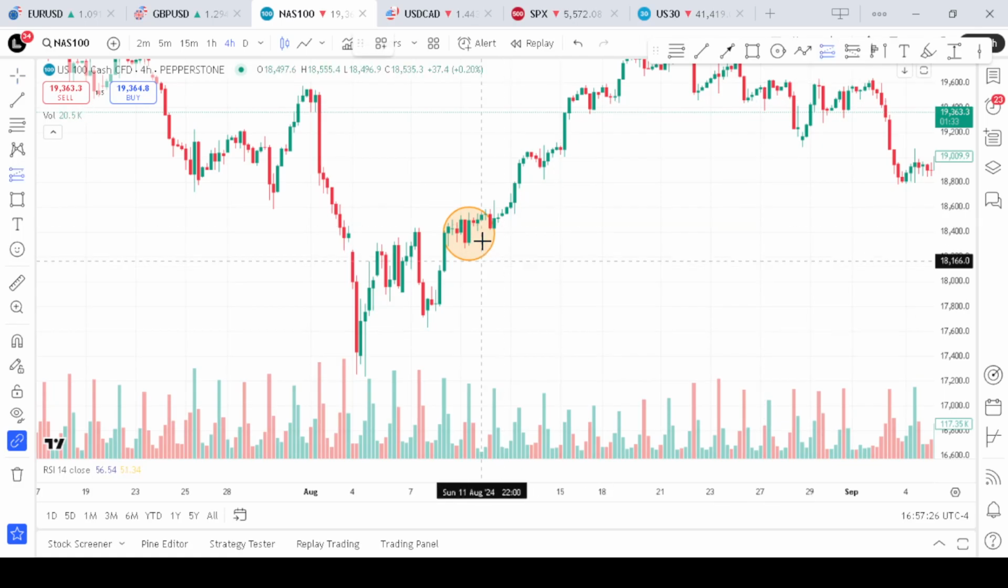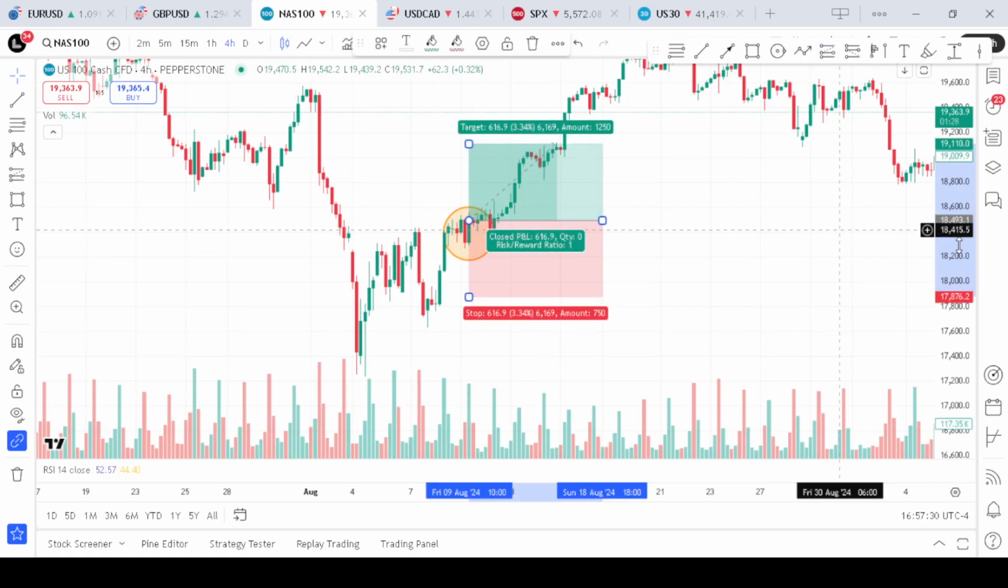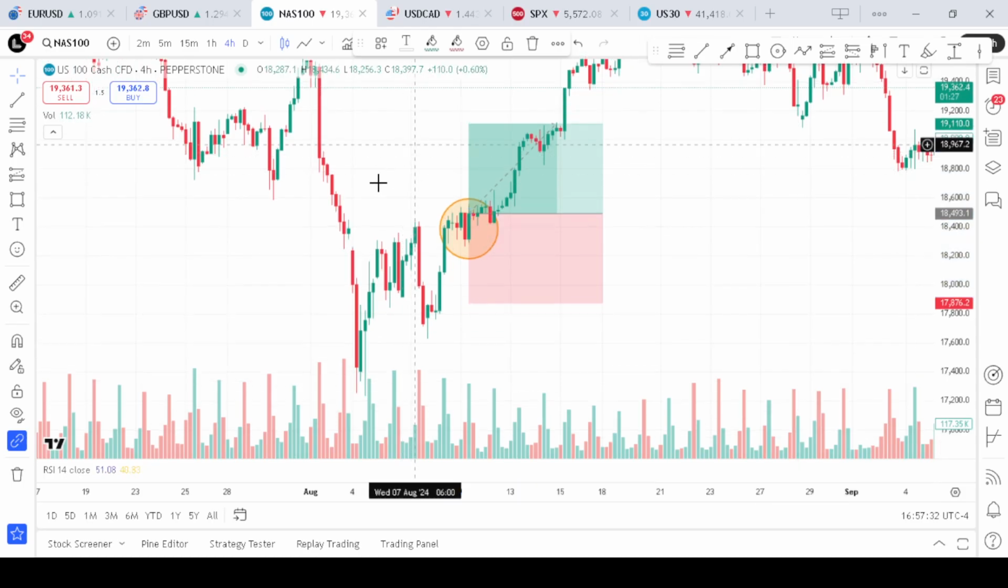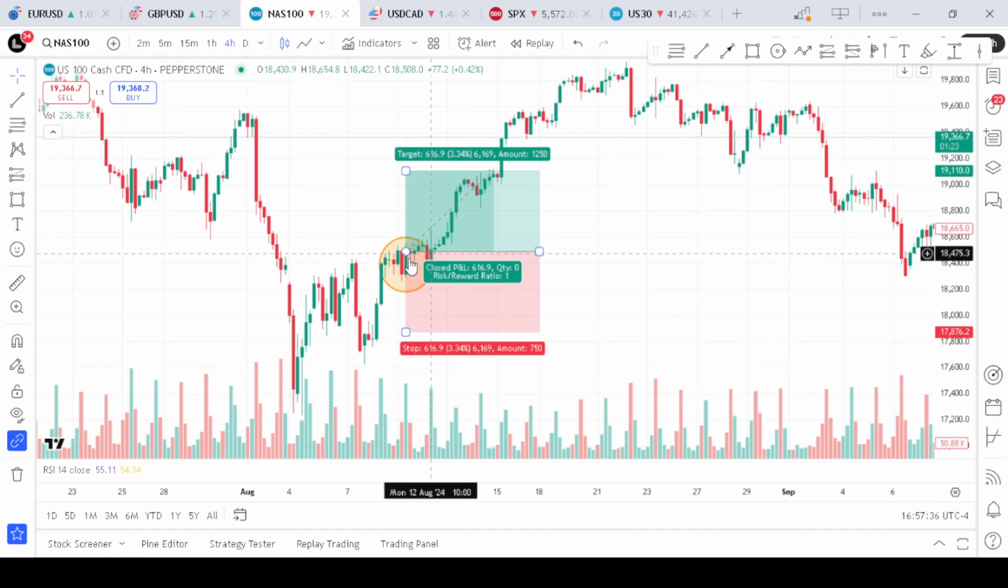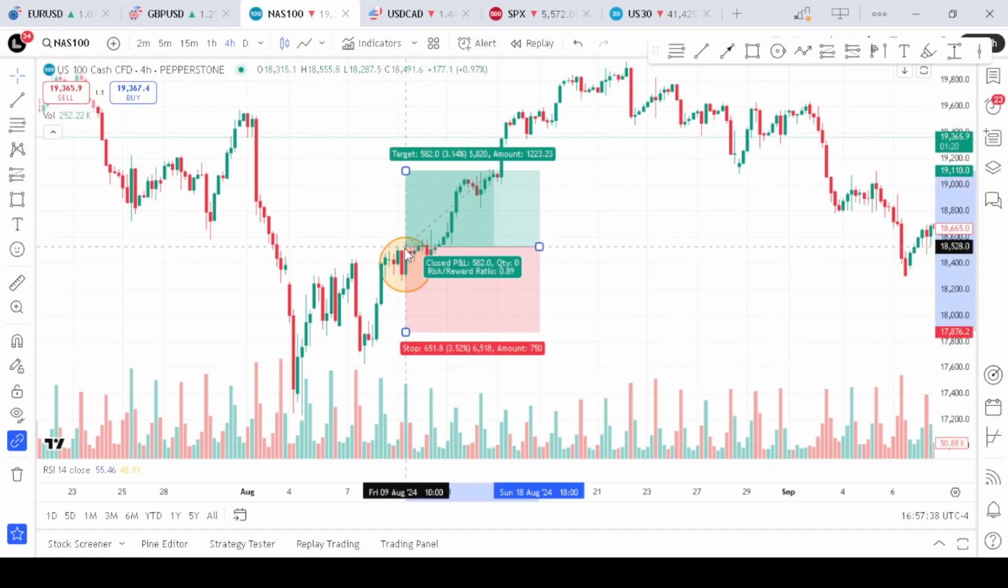So we would enter the trade the moment we see the second candle has closed. We enter to the upside since this is a bearish reversal, reversing to the bullish side. We enter the moment our second candle closed at this area.